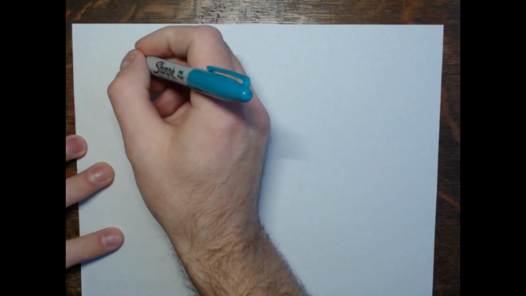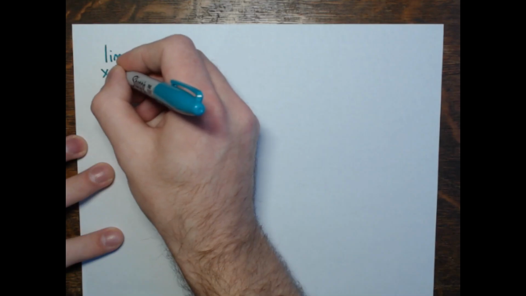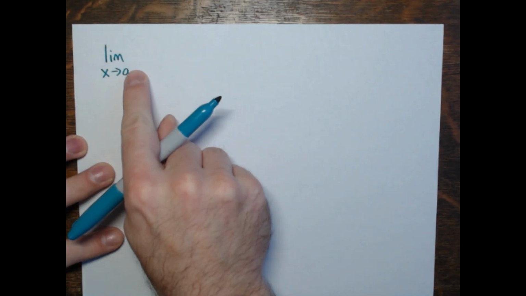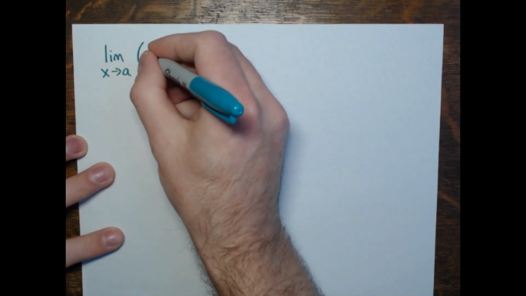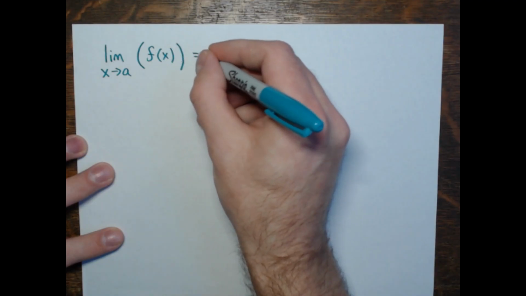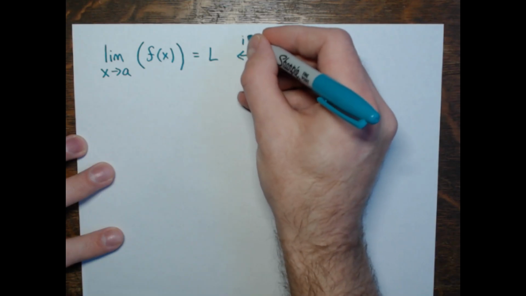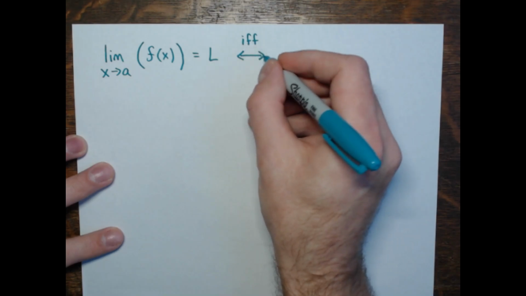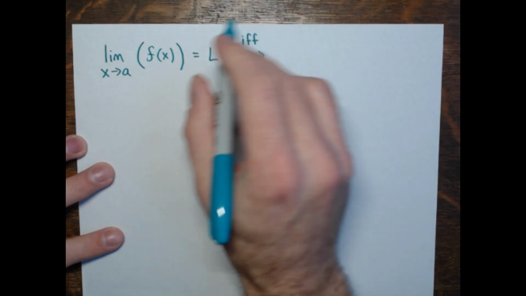So the relationship between these is the limit as x approaches A, right? So just without the little plus or minus. So the two-sided limit of a function is L, if and only if. You'll see this "if and only if" sometimes. This means it goes both directions. If this, then this, and then if this, then that.